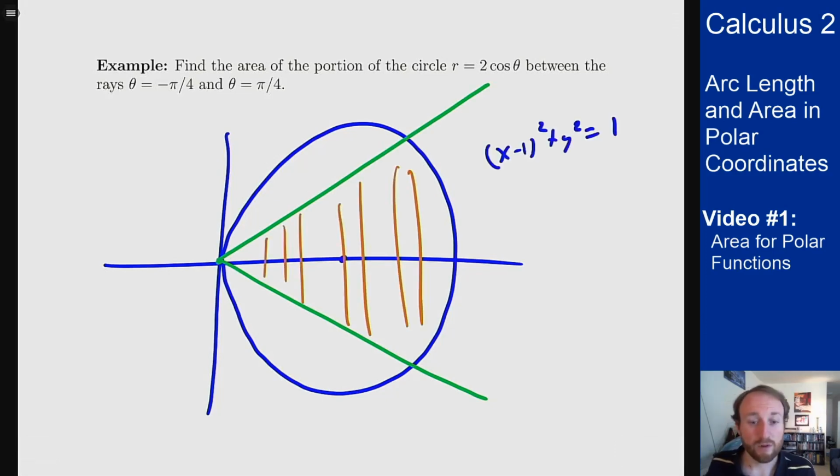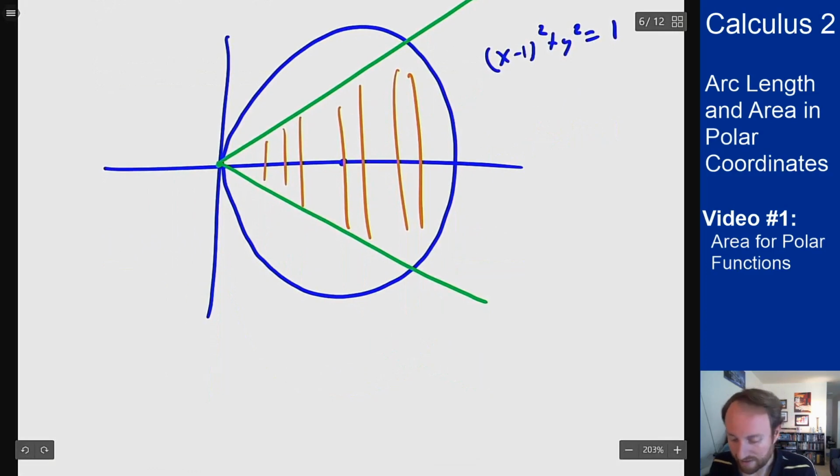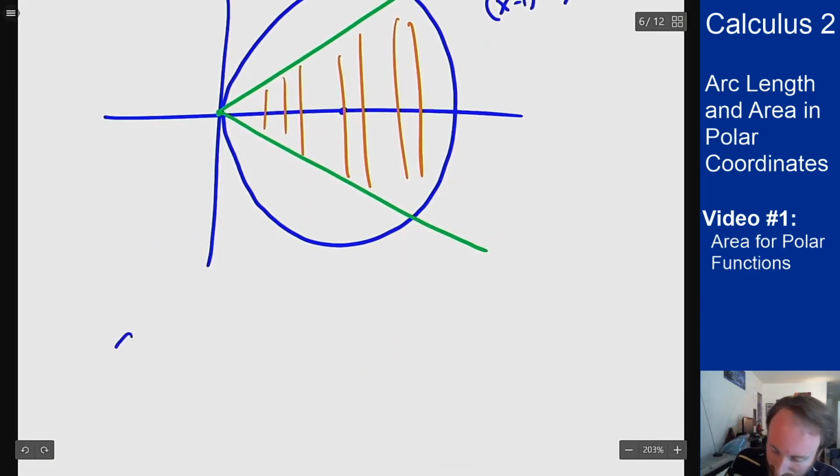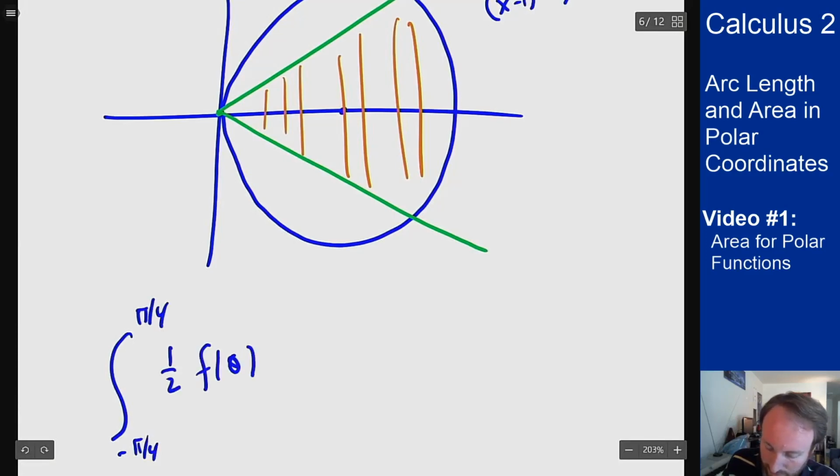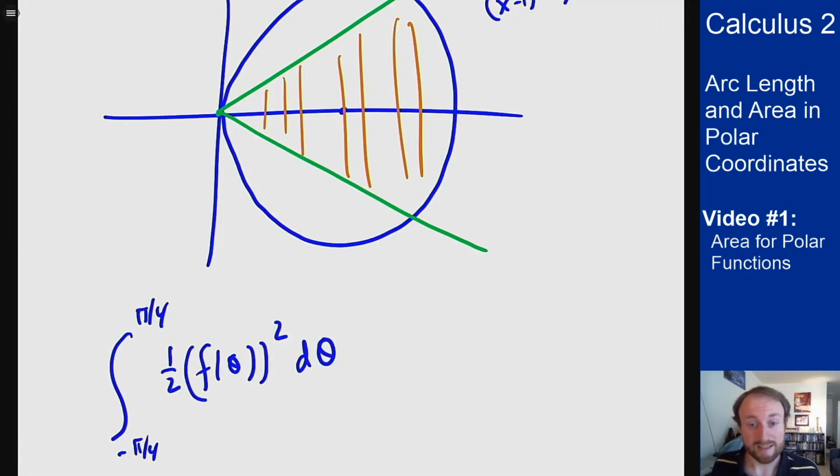Now this area would be really hard to find in rectangular coordinates because it's not vertically simple, things are sort of weird. It's a lot easier to do using polar coordinates because we have a formula you can just write straight out right away and find this area. So our formula says this area should be the integral from minus pi over 4 to pi over 4 of 1/2 f of theta squared d theta, because the area I want is the part that's between the origin and the curve 2 cosine theta.